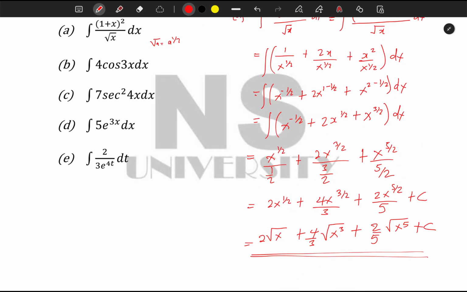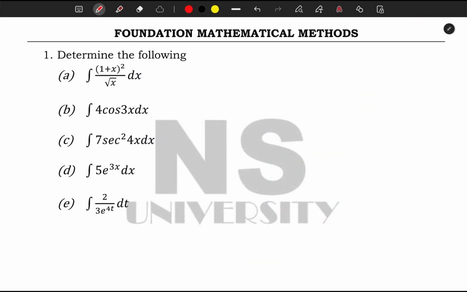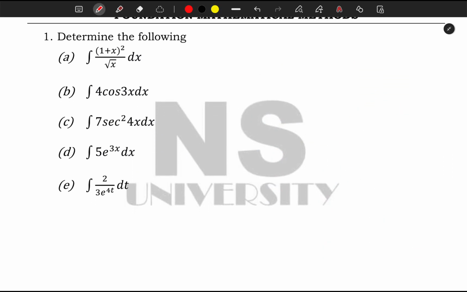Now we move on to the next one. The next one is b, which is the integral of 4 cos 3x dx. All right, so how do we integrate that one? We need to know the integral of trigonometric functions.